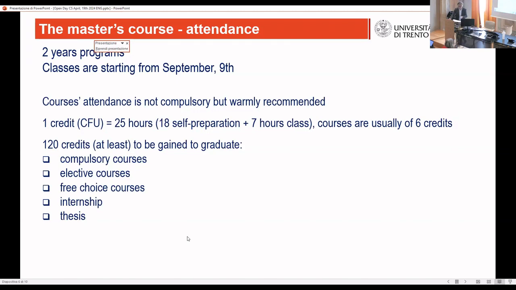As professors already told you, this is a 2 years program. Classes start, give or take, in the second week of September. 120 credits have to be acquired to graduate at the end of the 2 years.